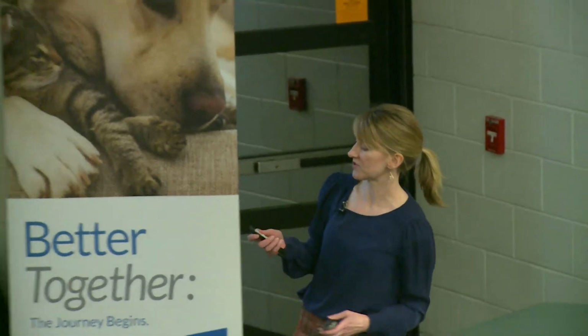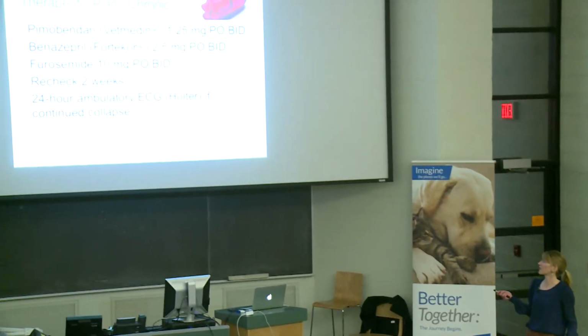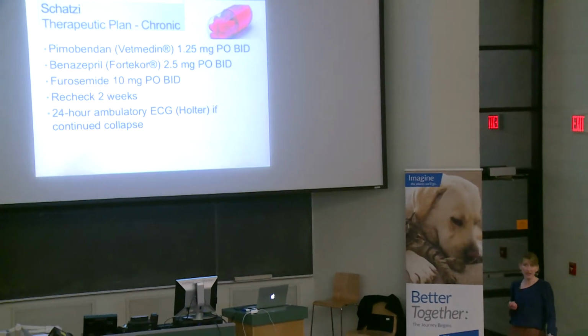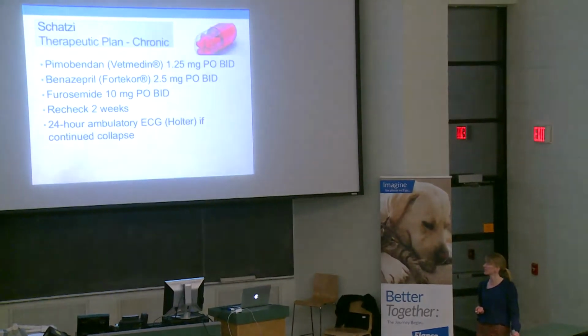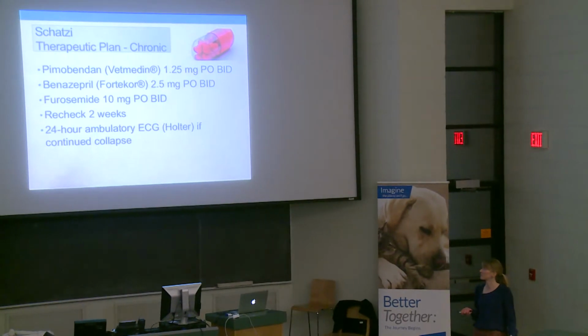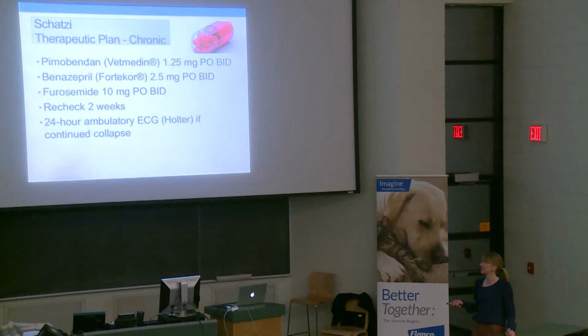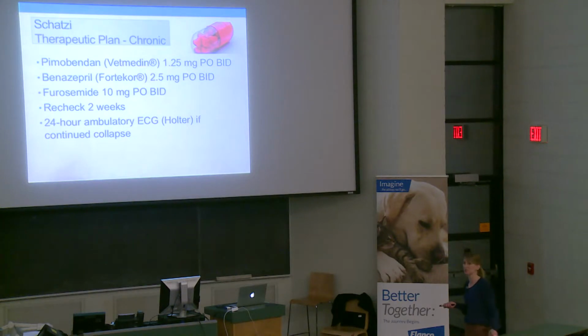What furosemide dose did we choose in her? 10 milligrams. Recall she's a 7.5 kilo dog, so not a great deal. We gave her 2 milligrams per kilogram in hospital, and we cut back in terms of what we sent her home on, given that we were adding all these other things in. And then we were going to recheck her in 2 weeks and consider doing a Holter recording or an ambulatory ECG recording if she continued to collapse.